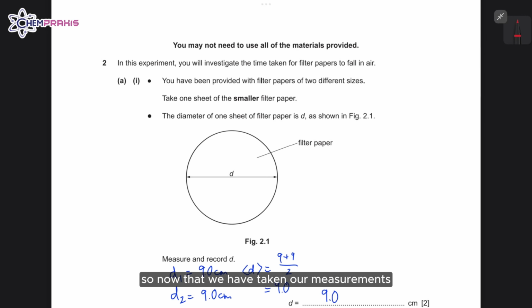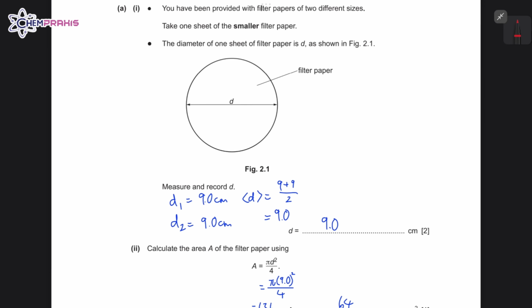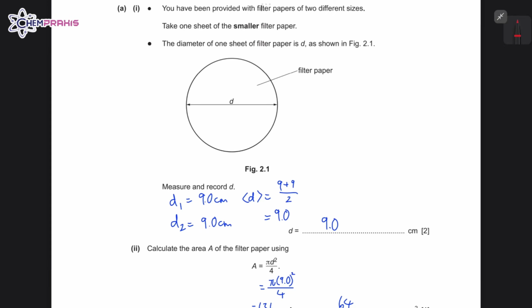So now that we have taken our measurements, we will need to take the average of the two diameter measurements we took to get our accurate D, which is 9.0 cm. Alright, let's proceed. Now we will need to calculate the area A of the filter paper. So we'll substitute the value in to get 63.6 cm squared. As we are using D, which is recorded in the previous question as two significant figures, we will round A up to 64 cm squared.